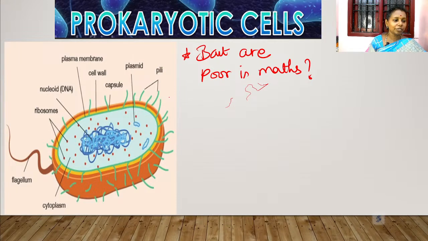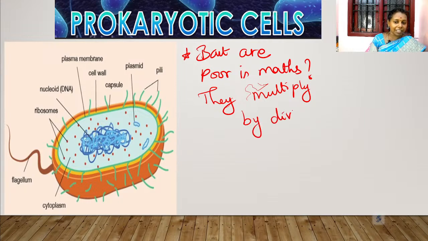Subhan, Sachin. Any answer? Why are bacteria poor in maths? Yes, you both combined the answer. Actually, yes, they multiply by dividing. That is the answer. So they multiply. One will become two when they undergo fission. So they multiply by dividing is the correct answer.